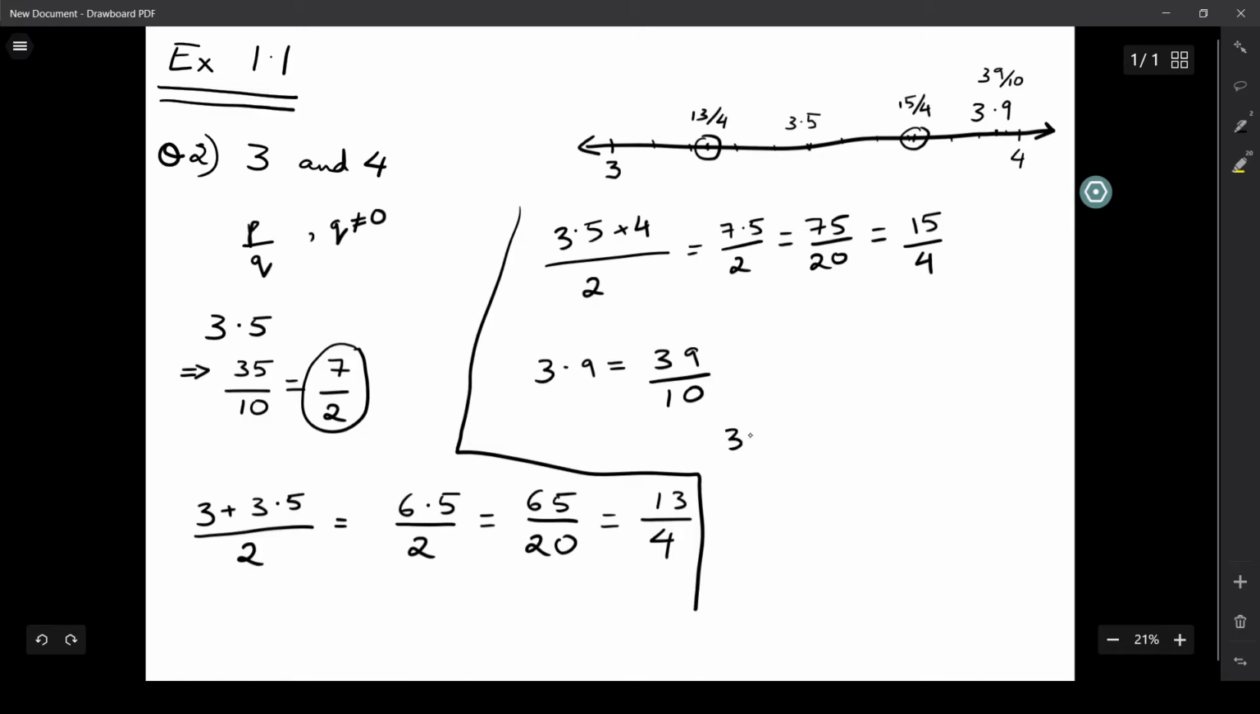Similarly, we can take another 2 numbers, let's say 3.1 or 31 by 10, also between 3 and 4, rational number. And let's say 3.2, which is 32 by 10, or in its simpler form 16 by 5. These 2 numbers are also between 3 and 4. And this gives us 6 rational numbers between 3 and 4.